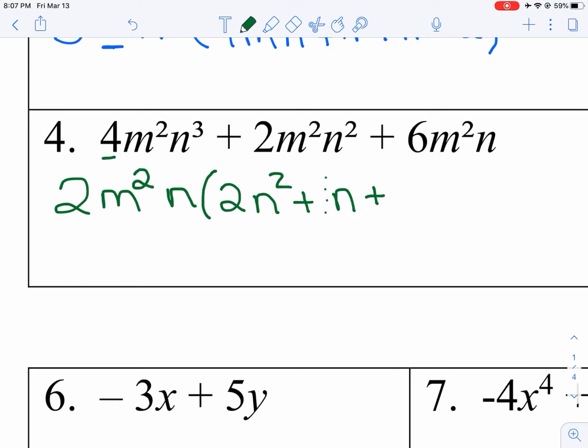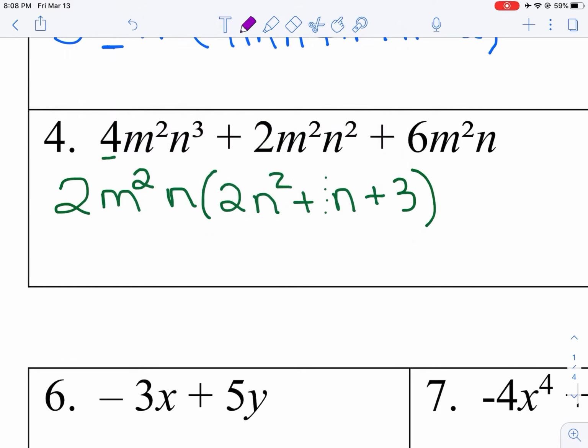And last but not least, I look at my 6. 6 divided by 2, 3. M squared divided by m squared, 1, so we don't need to write that. And then n divided by n, 1. So here we have our answer.